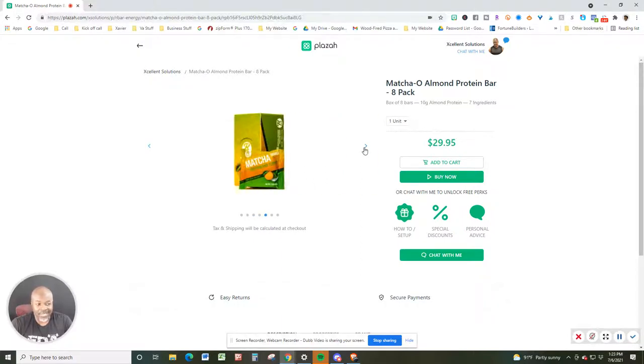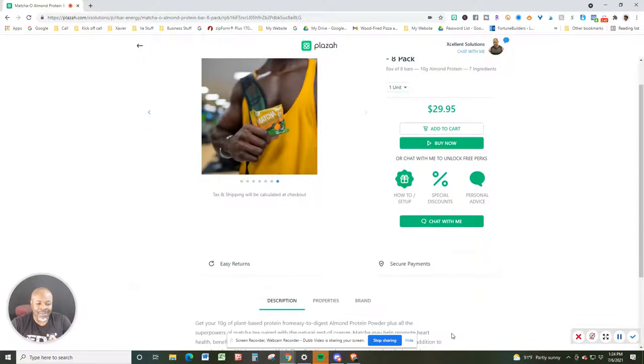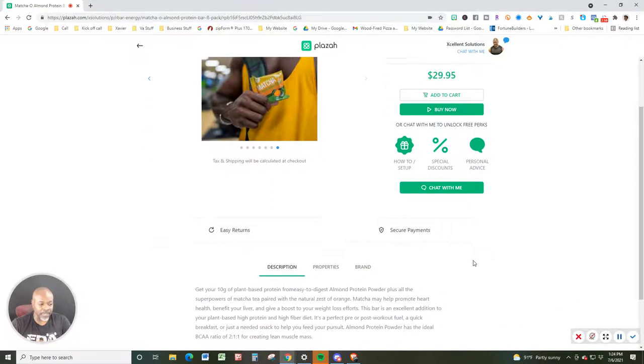And as far as taste is concerned, matcha tea is an acquired taste. There are a ton of people who actually love the tea, and now they've combined it into a bar, and I have to tell you that I was pleasantly surprised by the way this tasted. So if you're into matcha tea, if you are into peanut protein powder, then I think we've got you covered on this one, okay? As you can see on the box, it's just good food. 10 grams of almond protein, 5 grams of fiber, and only 7 ingredients, okay? So there you go.